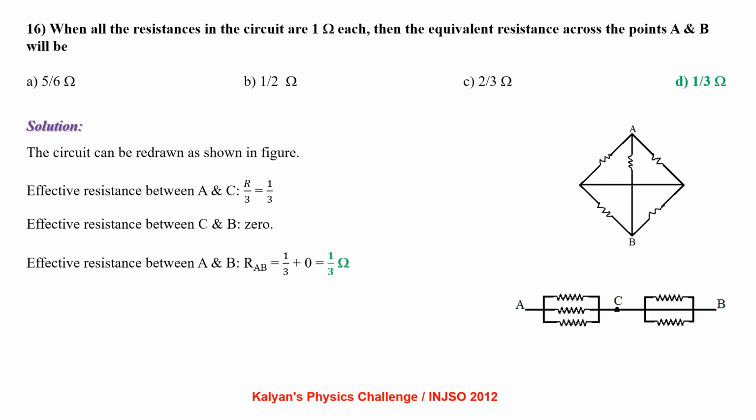When all resistances in the circuit are 1 ohm each, what will be the equivalent resistance across the points A and B? The given circuit can be redrawn as shown in the figure. Effective resistance between A and C is R by 3, that is 1 by 3 ohm. Effective resistance between C and B is 0 because there is a conducting wire connected between C and B. So the effective resistance between A and B is 1 by 3 plus 0, that is 1 by 3 ohm.